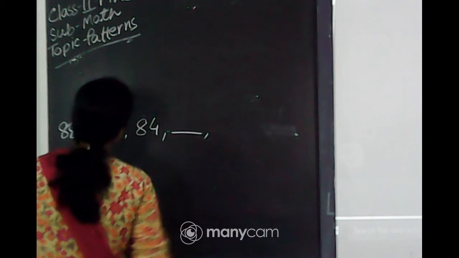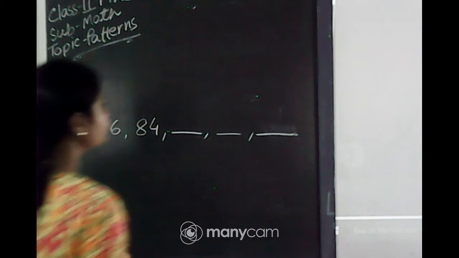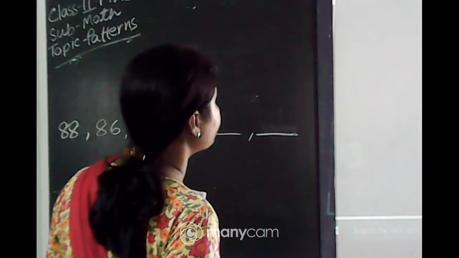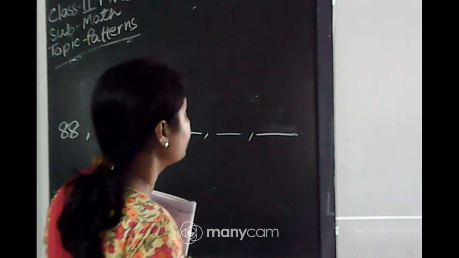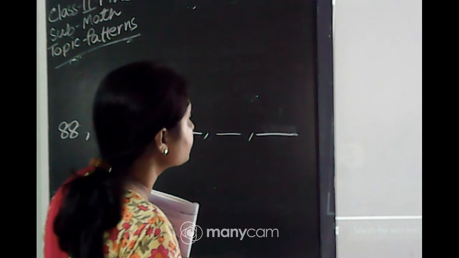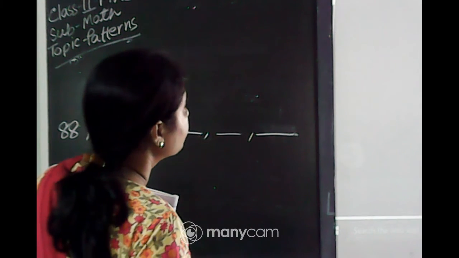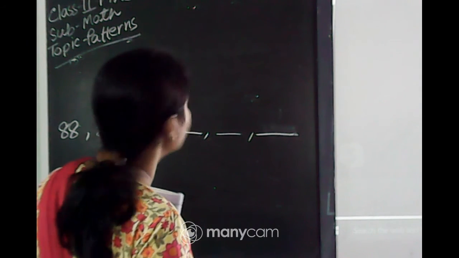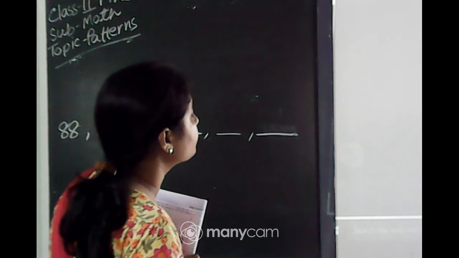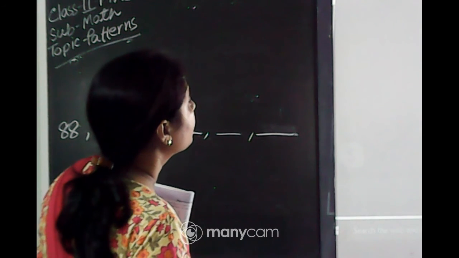88, 86, 84, then 3 blank. Please answer me. Yes, 82, 80, 78. Yes, 83, Pratyushna? Not 83, beta. Please see the number. See the board carefully. Yes, Rithojit. Very good. Oshmi.